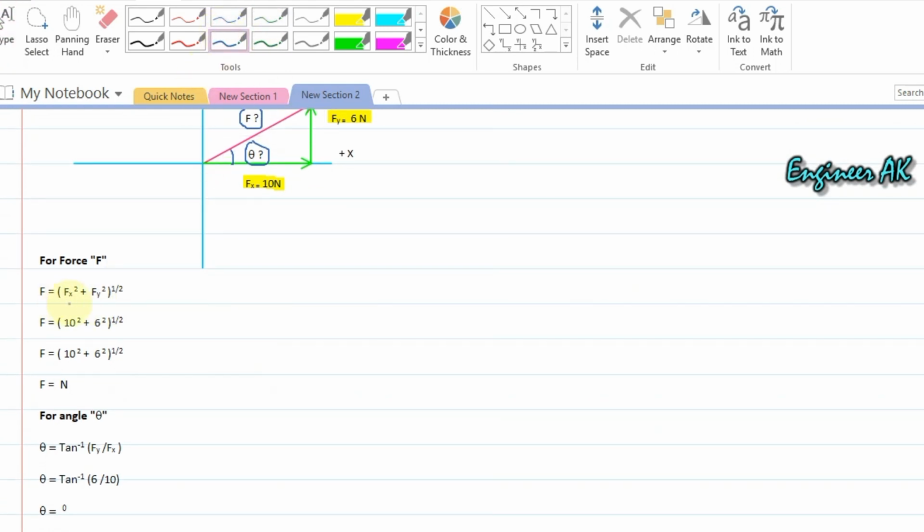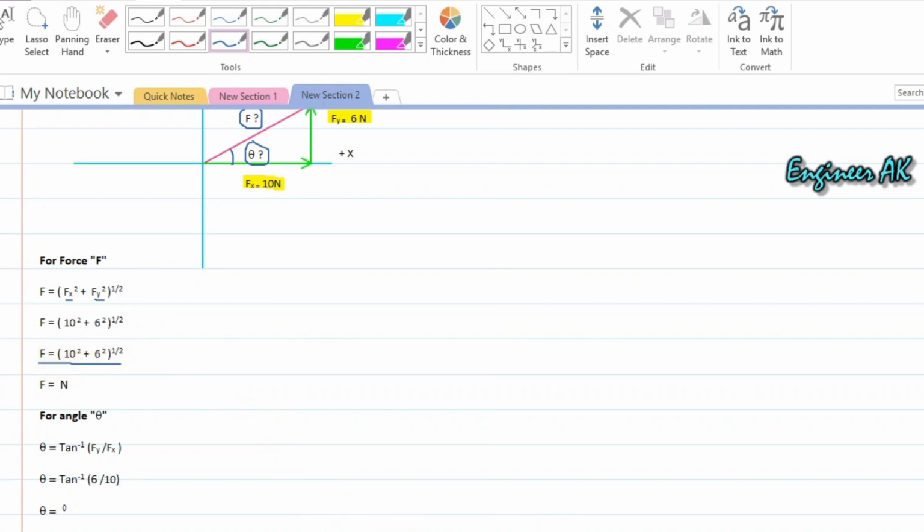If we do that manually, we know that to find the resultant force, we take the square root of the square of the x component plus the square of the y component, so we get the magnitude of the force. Here I have written it: the square root of f of x squared plus f of y squared. If I plug in the values, f of x is 10, so 10 squared plus 6 squared. I have written it here.